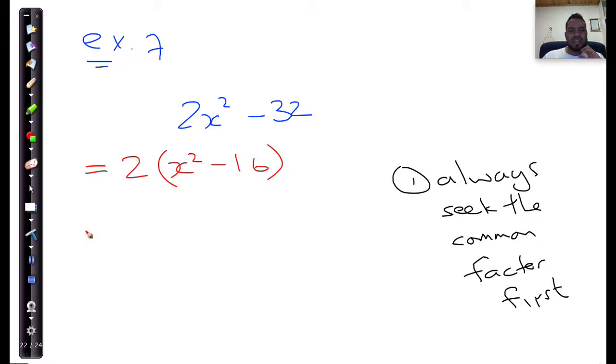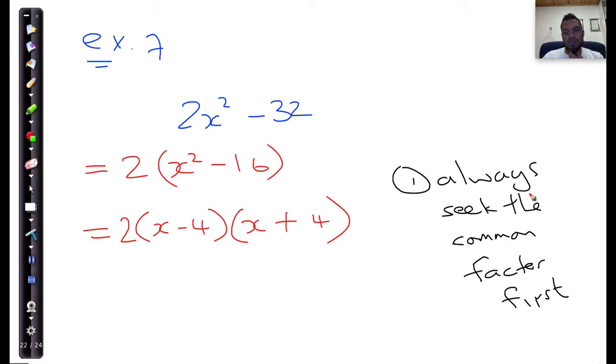Now once you get here, you can see that clearly this thing isn't completely factorized because I still have a minus between two terms, and these two terms, they are essentially perfect squares. So I'm going to say that's x minus 4, because I just take the square root of x squared and I place it there, and the square root of 16 and I place it there. I do exactly the same thing in the next bracket, and I separate it with a plus sign. Okay, so you always seek the common factor first.